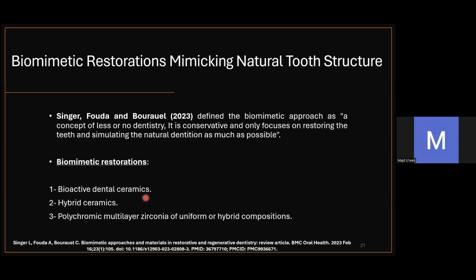Next topic, the biomimetic restorations mimicking natural tooth structure. Singer and his colleagues in 2023 defined the biomimetic approach as a concept of less or no dentistry. It's conservative and only focuses on restoring the teeth and simulating the natural dentition as much as possible. There are 3 examples of these biomimetic restorations: the bioactive dental ceramics, hybrid ceramics, and the one we talked about in the previous topic, which is the polychromatic multilayer zirconia of uniform or hybrid composition. We talked about this. We're going to talk about the first two.